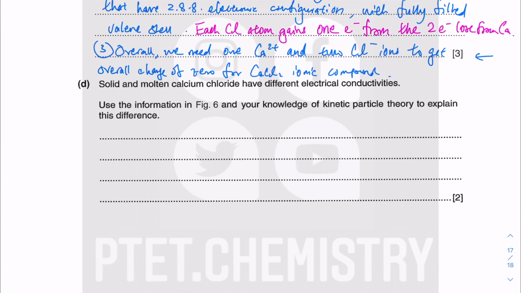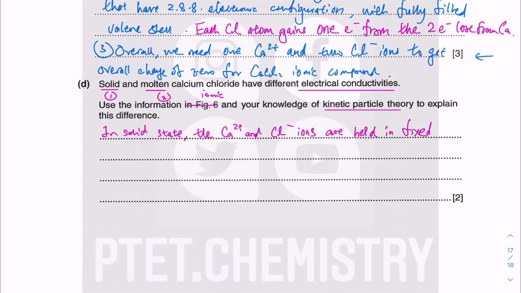Finally, well, actually there's no real information in figure 6, but we know from the kinetic particle theory that the solid and the molten ionic compounds have different electrical conductivity. So there are 2 bits to it, solid and molten. In the solid state, the particles, the calcium 2+ and the Cl- ions, are held in fixed positions where they can only vibrate about the fixed positions, therefore not free to move, therefore cannot conduct electricity.